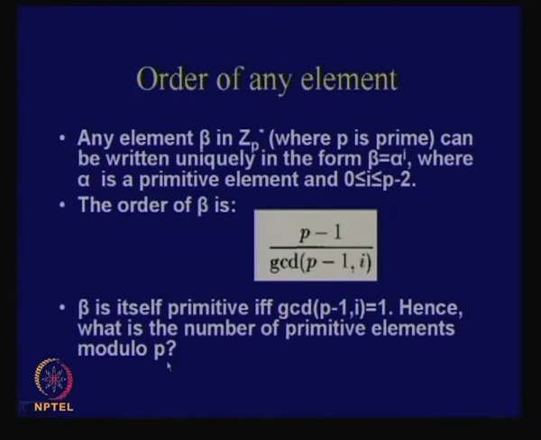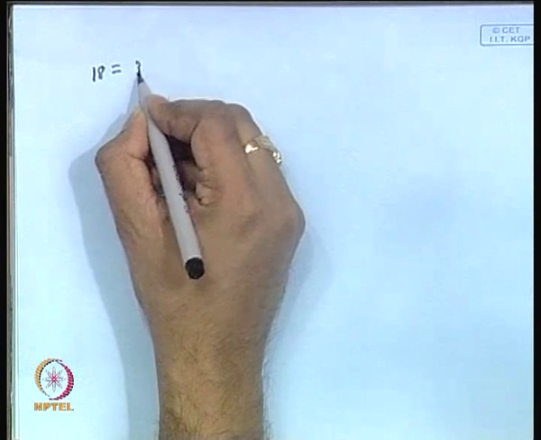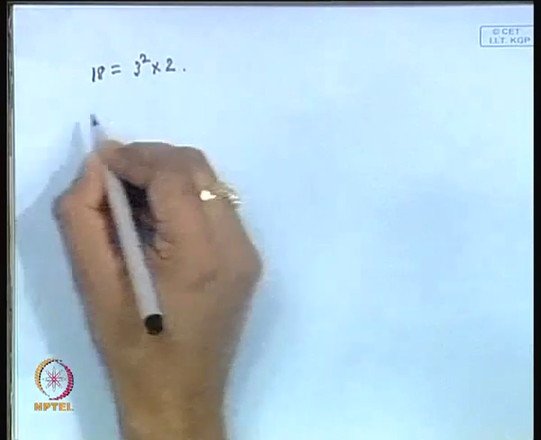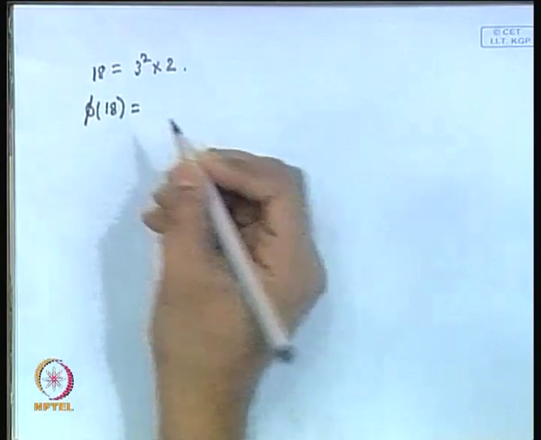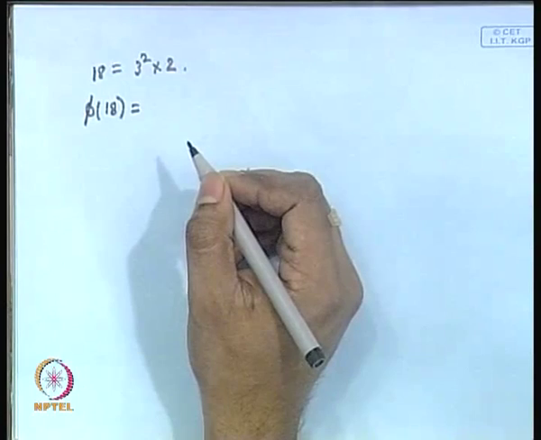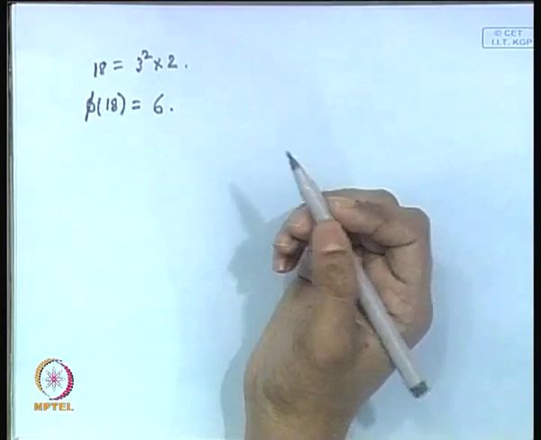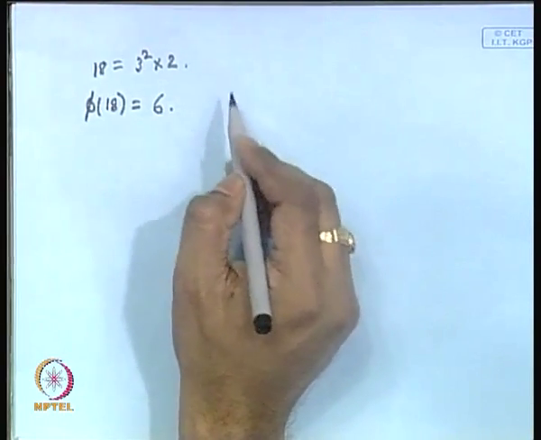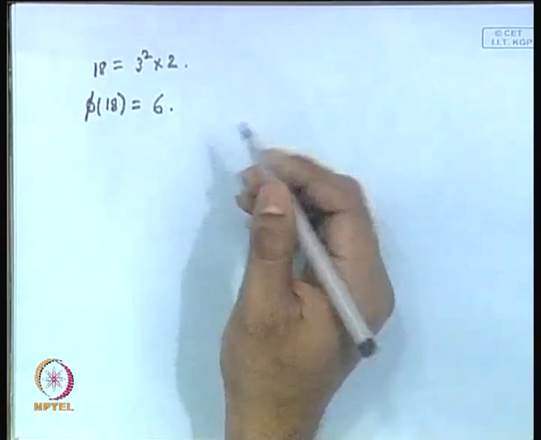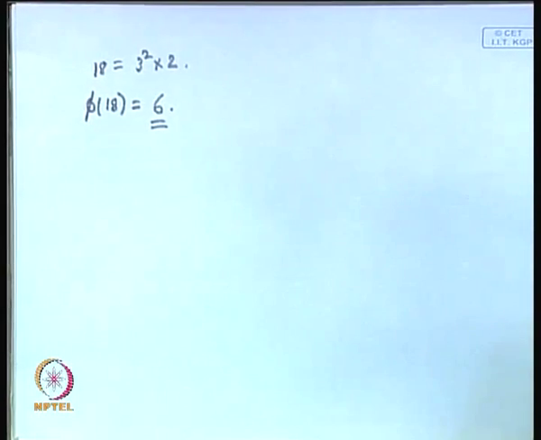You said something. Phi of P minus 1. Okay. So, if you take in this case 19, therefore, the number of primitive elements will be phi of 18. So, what is phi of 18? What is 18? 18 I can write as 3 square into 2. So, what is phi 18? Phi of 18 is 6. Okay. I hope you remember that 18 into 1 minus 1 by 3, and similarly you can write the other factor. So, this will compute to 6. So, therefore, that is the reason why you had exactly 6 primitive elements.